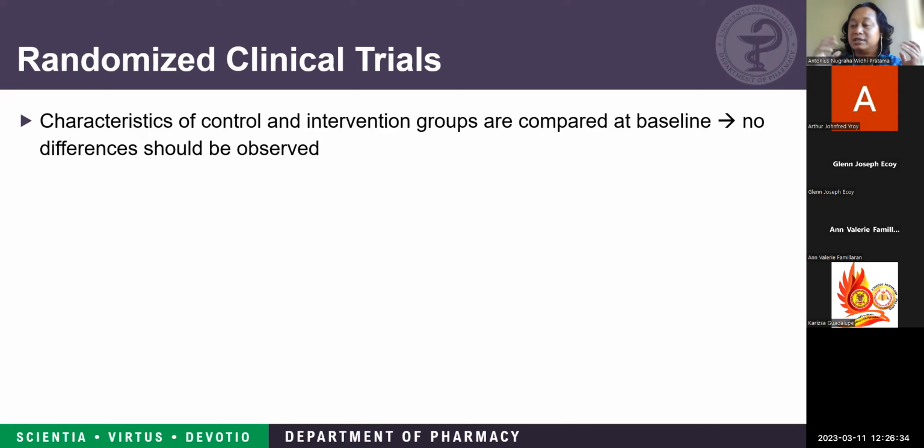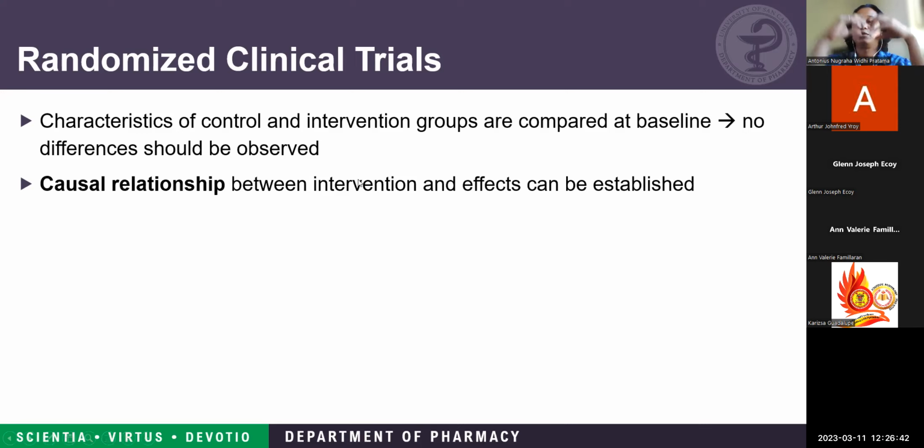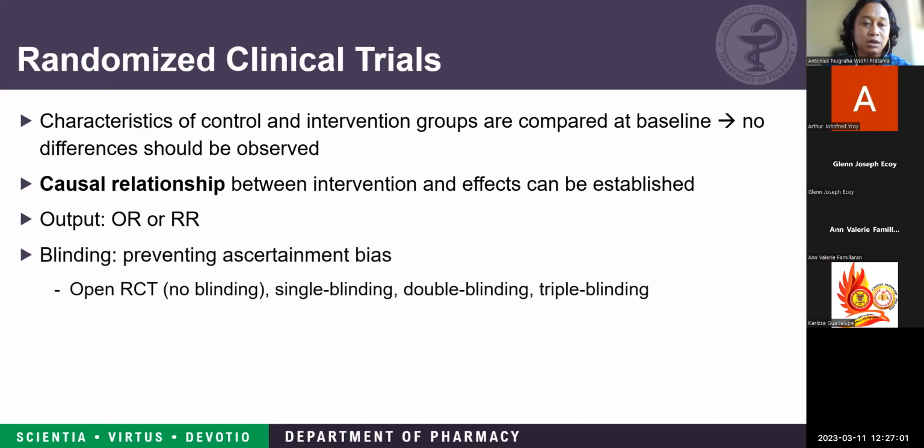Okay, so this is the beauty of the randomized clinical trials or experimental design. They need to be clear in the beginning so they can understand the impact. Okay, and by using this design, we can establish the causal relationship. Output, we can use odds ratio or relative risk, but most likely we use the relative risk.